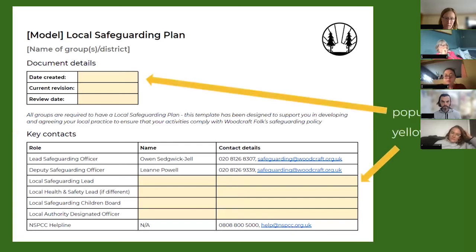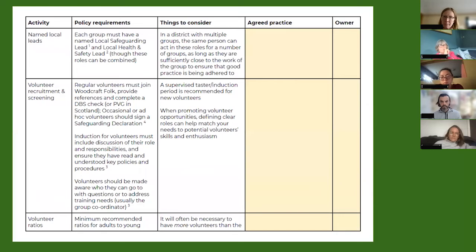Okay, so yeah, as I say, populate the yellow bits. That's the idea. The white bits are the bits that refer to our policies and procedures, and we'd ask you not to alter those. It's not the only shape that the document can take, but this is the easiest way to make sure that it contains everything it needs to.